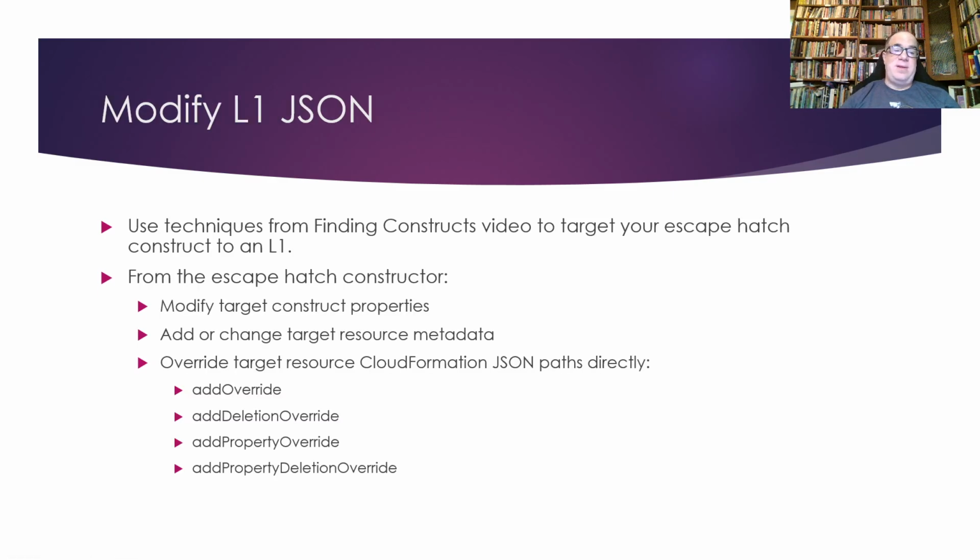Okay. And then the other thing that you can do is you can just modify L1 JSON. You can modify construct properties. You can add or change resource metadata, or you can call add override, add deletion override, add property override, add property deletion override. These functions here will just go and change specific JSON paths one at a time for you in your construct. And what we're going to do today is we're going to use some of the techniques from finding constructs so that you can target your escape hatch to an L1 without your user having to do a lot of work searching the construct tree.